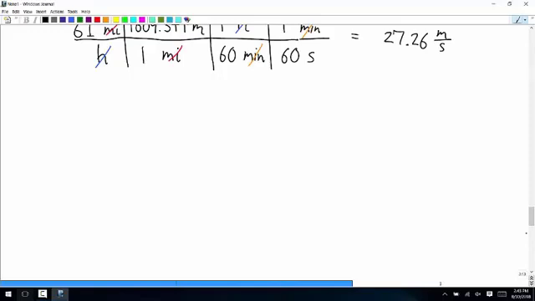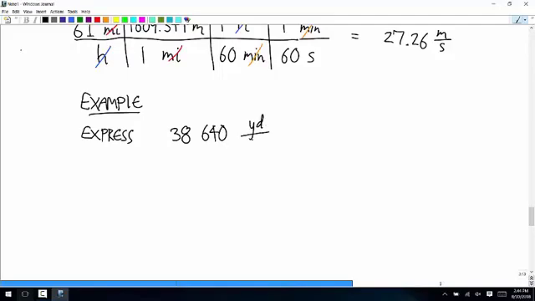Okay, and then there's one more type that you need to be ready for. So I'm going to do an example where I convert 38,640 yards per minute squared to meters per second squared. Express it in meters per second squared.